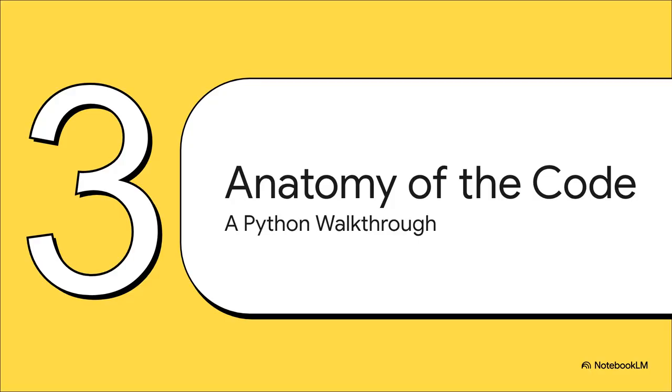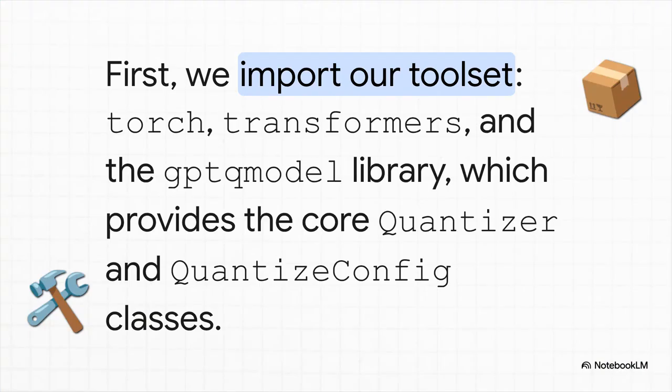All right, enough theory. Let's get our hands dirty and see how this all works in practice. We're going to walk through a Python script that does exactly what we've been talking about. Okay, look, we're not going to do a line-by-line slog through this code. Instead, let's just focus on the big picture, which really boils down to three main steps. First, as you see here, we gather our tools. Think of Torch and Transformers as your workbench for handling the model. But the real star of the show is GPTQModel. That's the specialized power tool that's going to do all the heavy lifting for us.